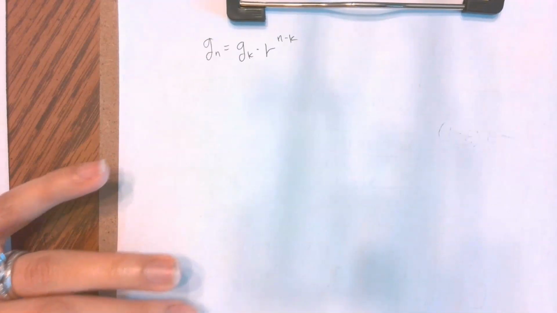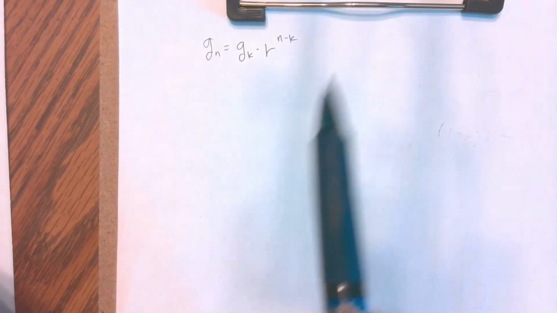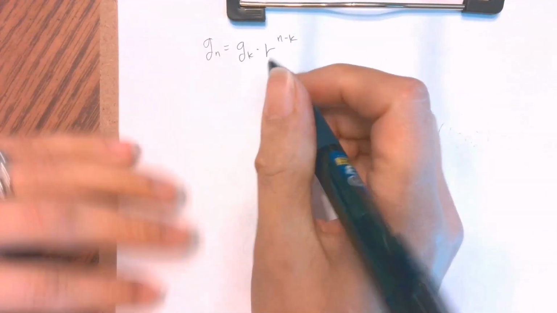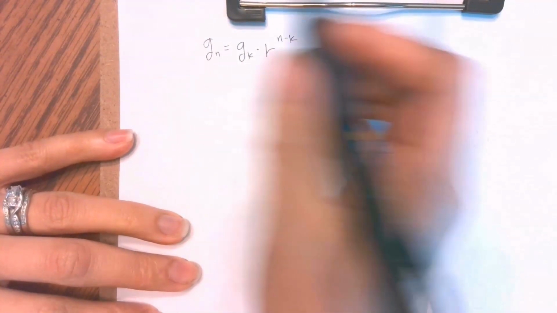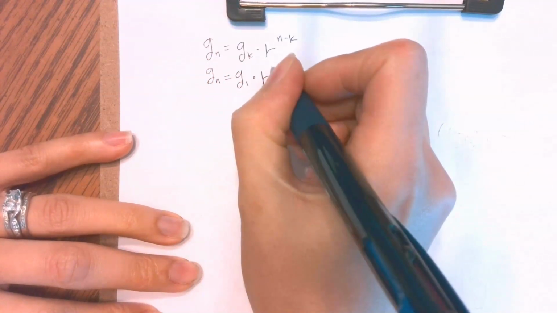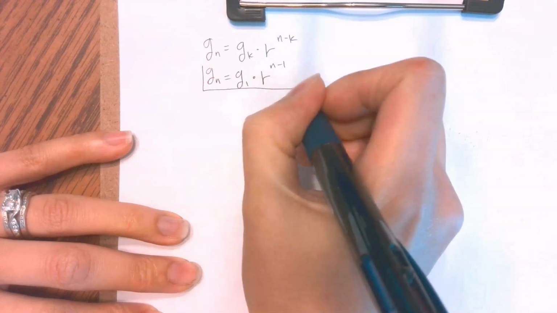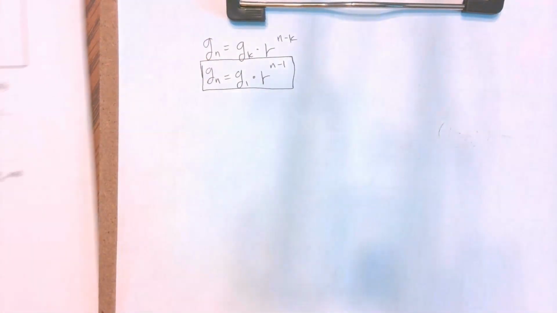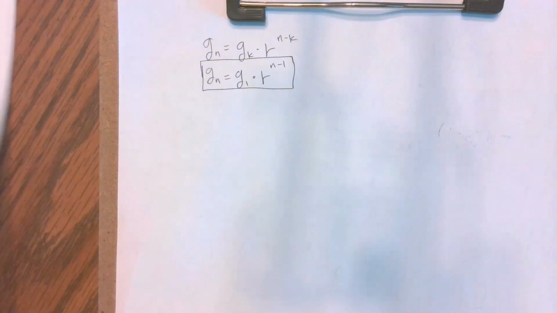All right, then what about geometric sequence? This is what we used yesterday in class, but just like the arithmetic sequence, instead of k, I'm going to use 1. So g sub n is equal to g sub 1 times r to the n minus 1, and let's just stick with that. Okay? All right, I'm going to do example 7 on your notes.